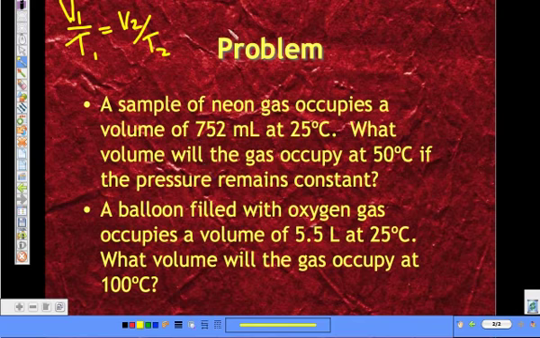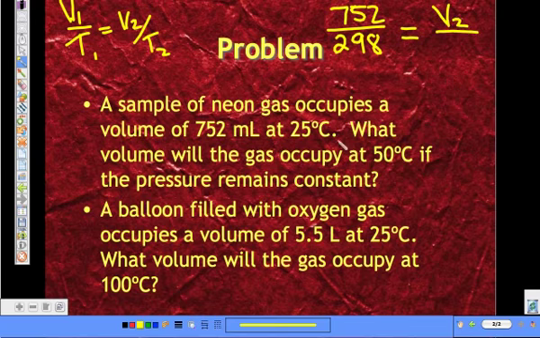So what's our initial volume? 752 over what's our initial temperature? 298. Why 298? You have to change it to Kelvin. To change the 25 degrees Celsius into Kelvin, you add 273 to it, and it's 298. We are looking for our new volume, so we're looking for V2. And what's our new temperature? 323? Add 273.